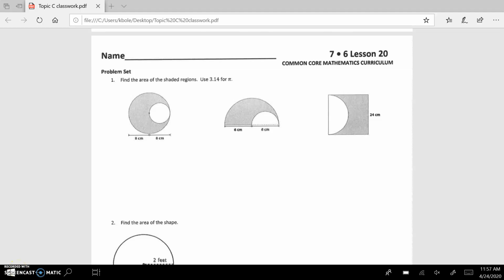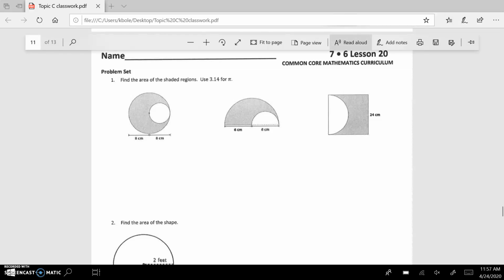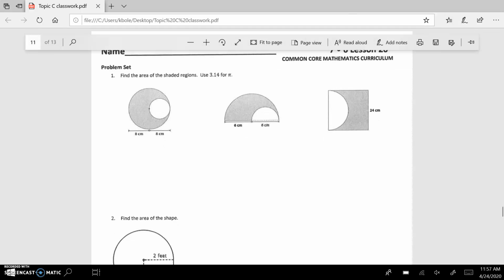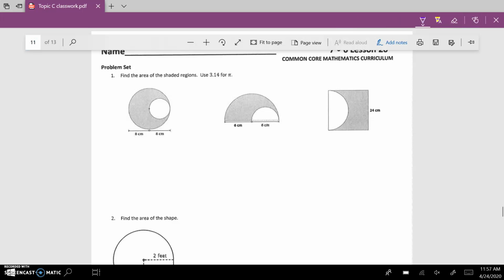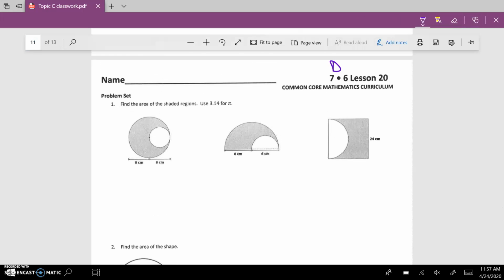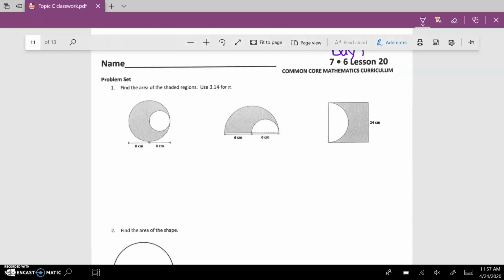All right, here we are on the lesson 20, day 1 classwork. I'm going to label this. This is technically day 1 for this, because you will have a day 2. So we're talking about composite problems. These are kind of like puzzles in a sense. I would highly suggest doing some labeling of your pictures, labeling of your work to help you stay organized.